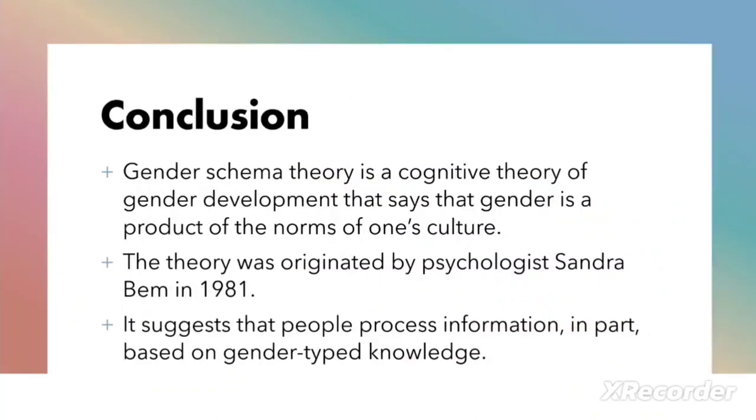Gender schema theory is a cognitive theory of gender development, and this theory was originally created by Sandra Bem in 1981. It is about how knowledge about gender is collected from the culture and environment where they live.